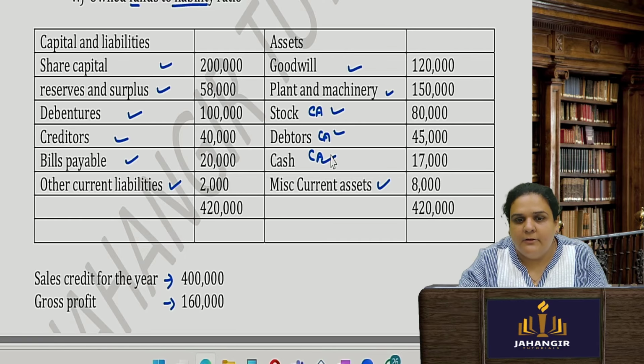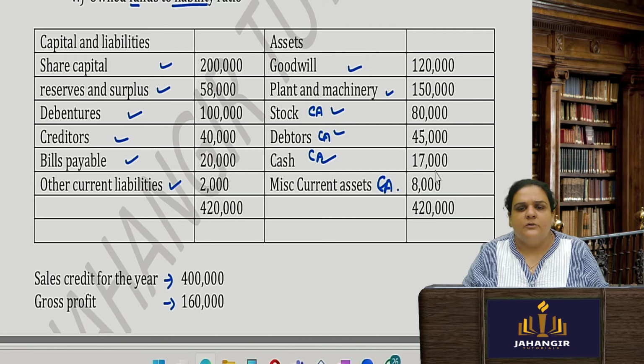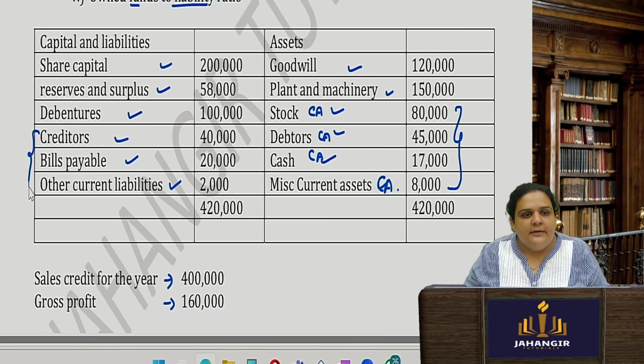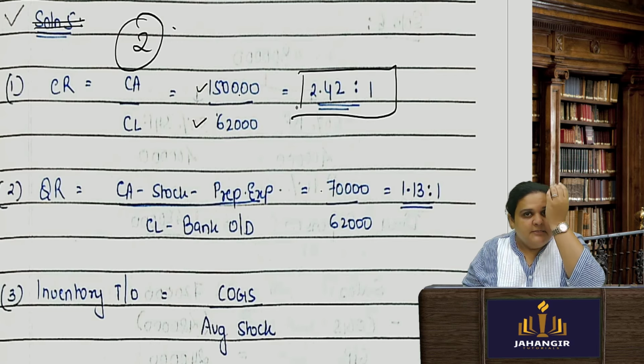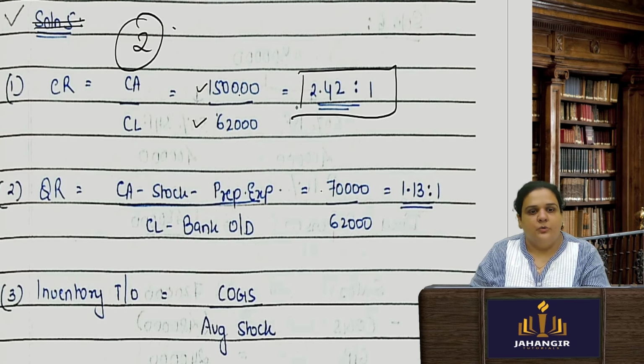Just add up 80,000 plus 45,000 plus 17,000 plus 8,000. Miscellaneous current assets is also there. All these 4 I will add, and my liabilities will be creditors, bills payable and other current liabilities, 62. So I am going to get 1,50,000 current assets. Current liabilities is 62,000. Okay. So I'll get 2.42. 2.42 is to 1 is my current assets upon current liabilities, the current ratio.